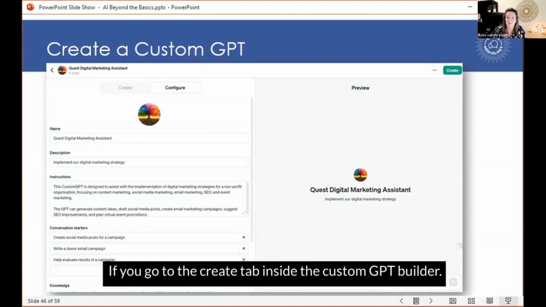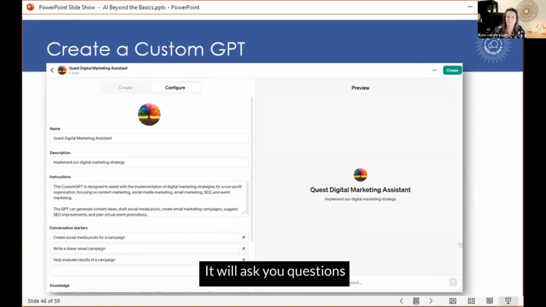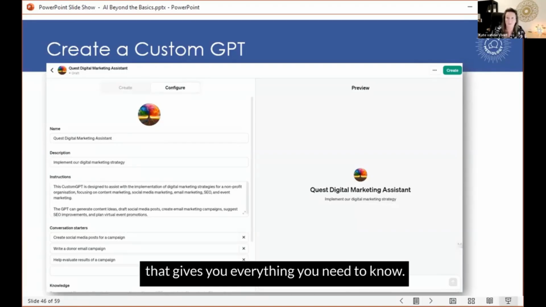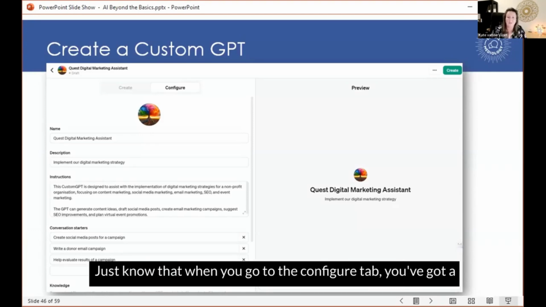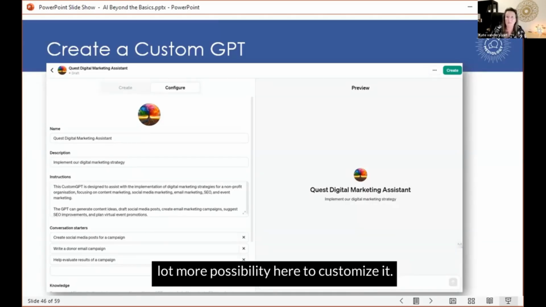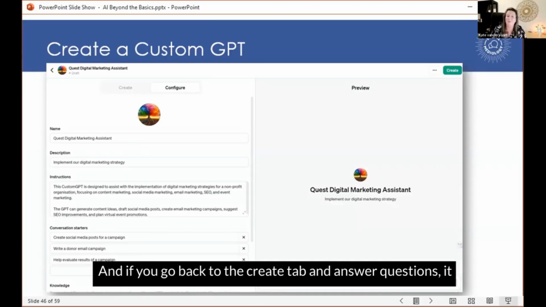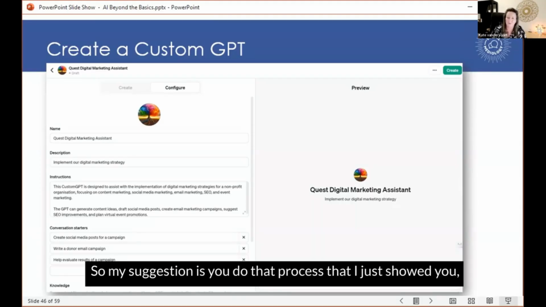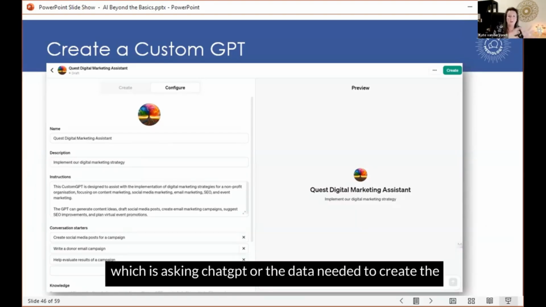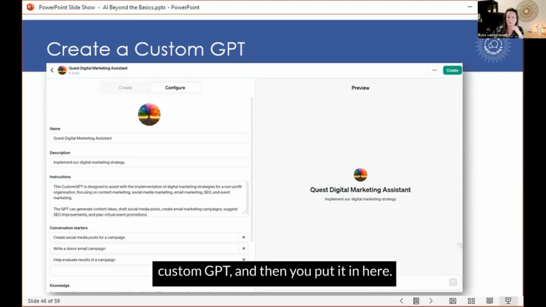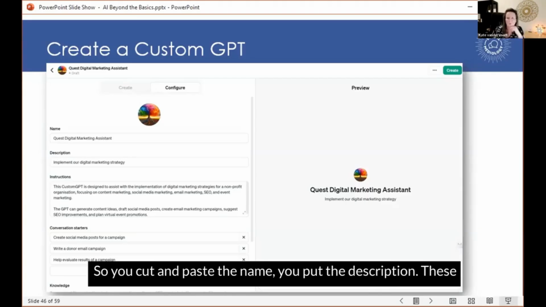If you go to the Create tab inside the Custom GPT Builder, it will ask you questions that gives you everything you need to know. Just know that when you go to the Configure tab, you've got a lot more possibility here to customize it. And if you go back to the Create tab and answer questions, it will remove whatever you entered. So my suggestion is you do that process that I just showed you, which is asking ChatGPT for the data needed to create the custom GPT, and then you put it in here. So you cut and paste the name, you put the description.